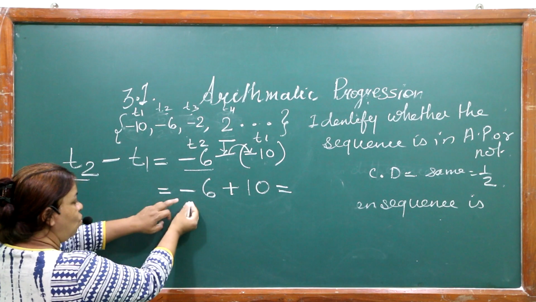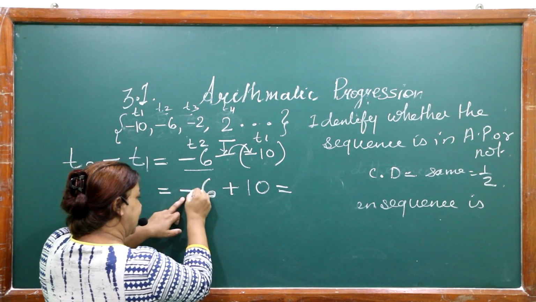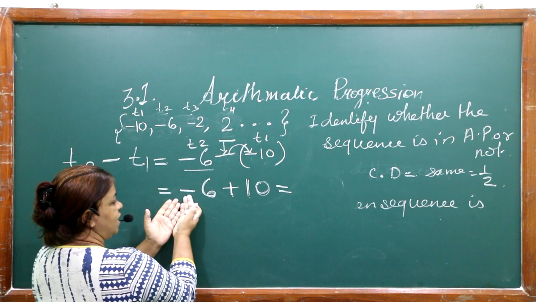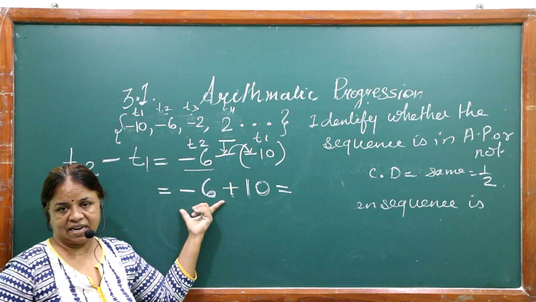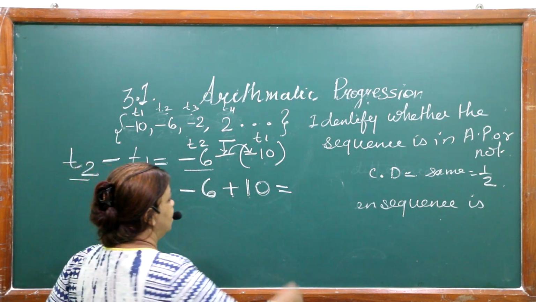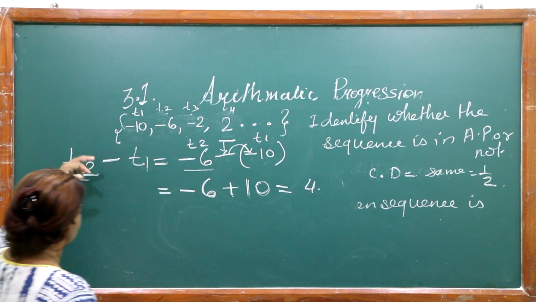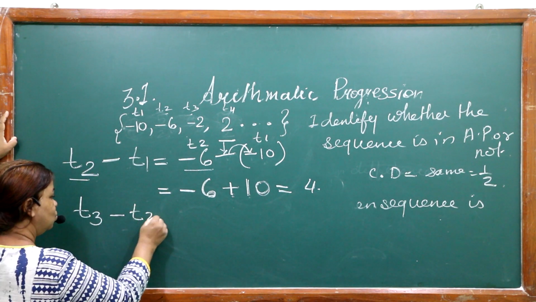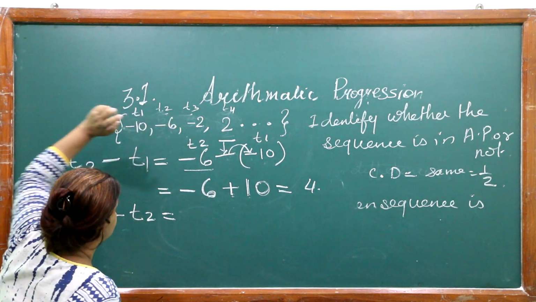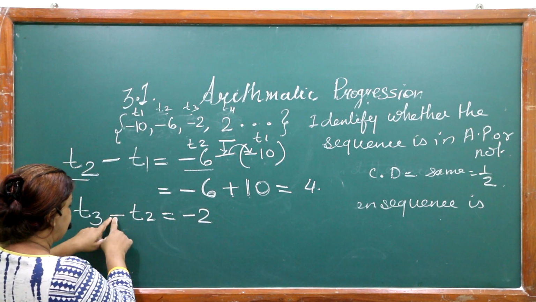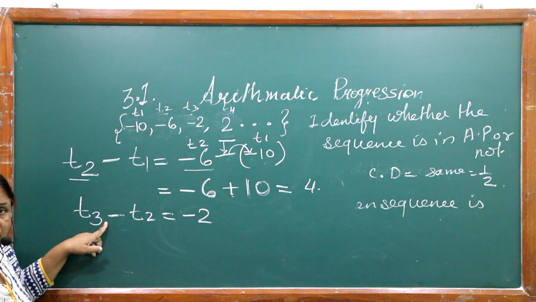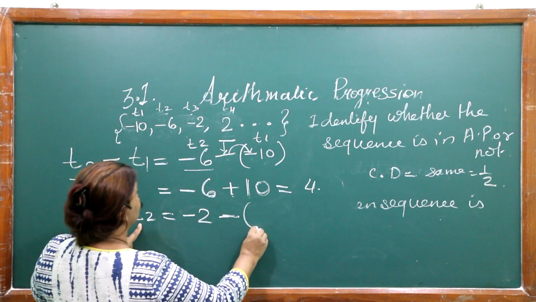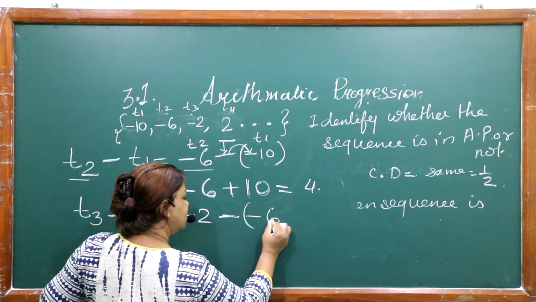And one term's sign is minus, this term's sign is plus. One is minus, one is plus. Subtraction: 10 minus 6 is 4. Now next one, T3 minus T2. See, T3 is minus 2. Then we have the minus sign, so I'll write the minus sign. Then we have T2. What is T2? Minus 6.